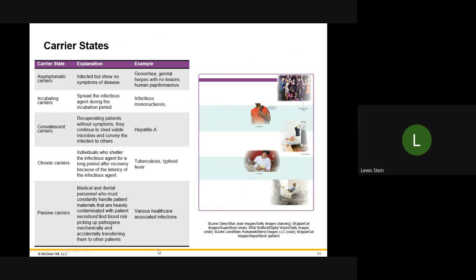Passive carriers. This is where you guys kind of fit in, most of you, who must constantly handle patient materials that are contaminated, and the problem with accidental transfer. That's really one of the underpinnings of a course like this. When you learn about it, you have to be very wary of those contacts.